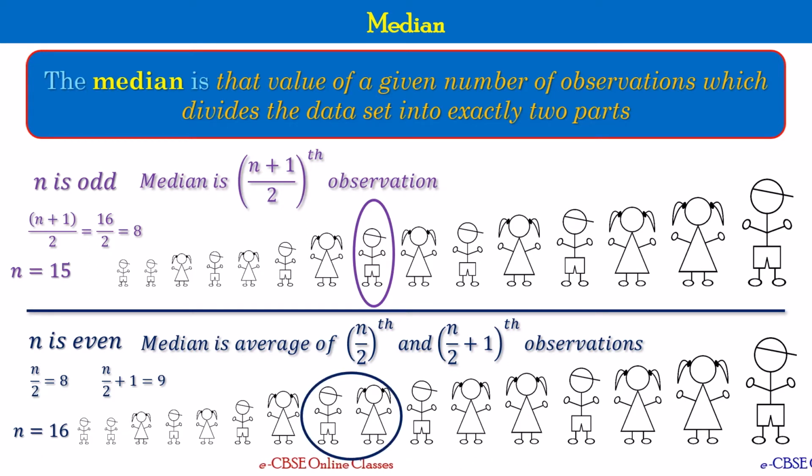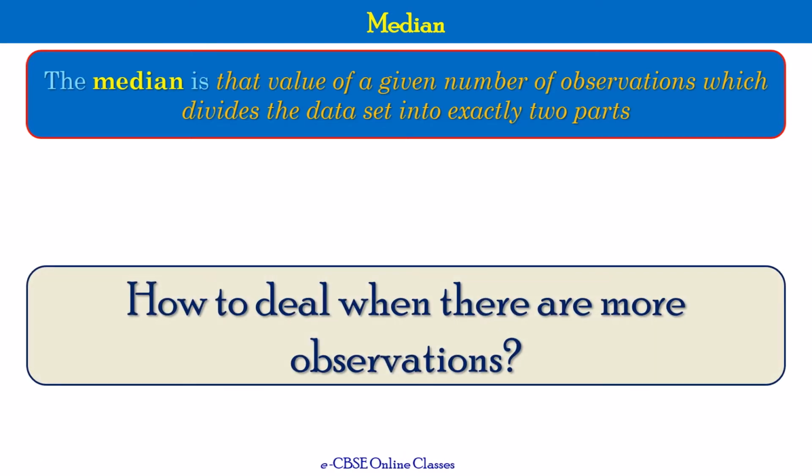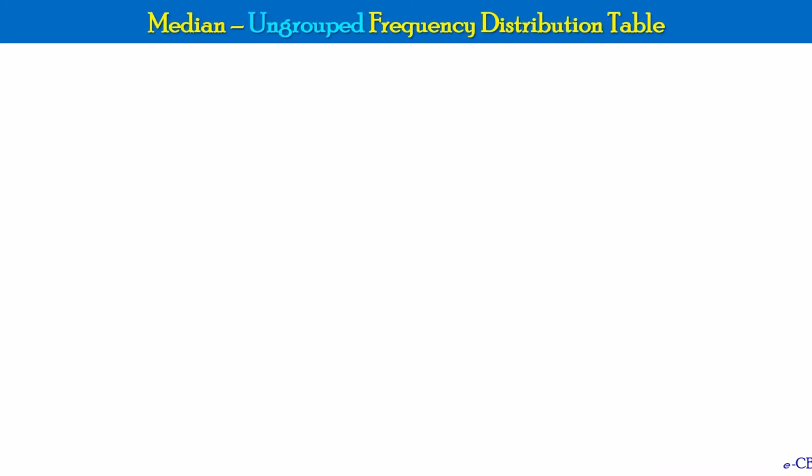Here in both these examples the number of observations are small and easy to handle. But what happens if you have more data points? How to deal when there are more observations? That is where we'll start using the help of ungrouped frequency distribution tables. Let's look at how to calculate median using an ungrouped frequency distribution table.